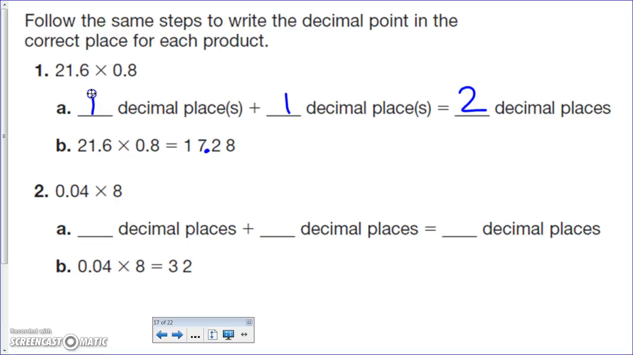For number 2, we have 0.04 times 8. So we have 2 decimal places in the 0.04 and 0 in the 8. So 2 plus 0 equals 2. So since we have 2 decimal places total in both our factors, we need 2 in our answer. So we're going to place our decimal point right in front of the 3. So our answer is 32 hundredths.